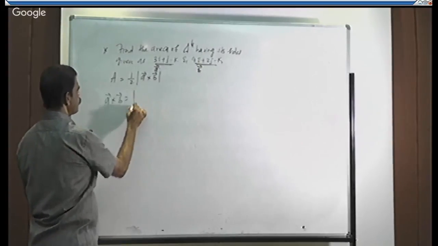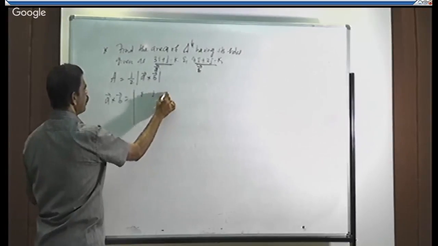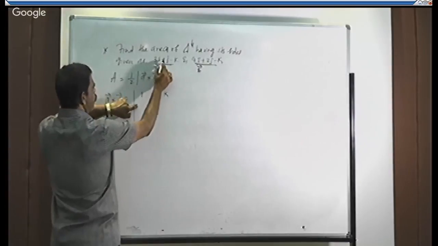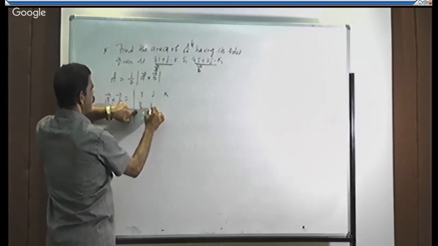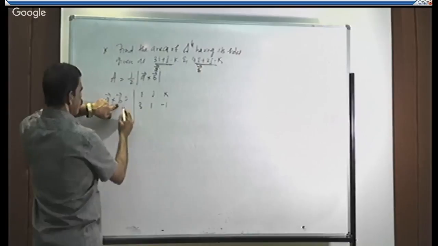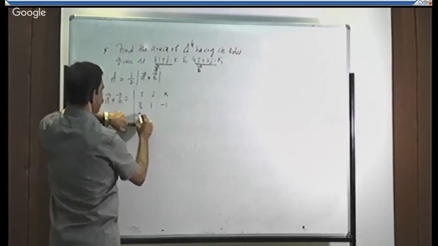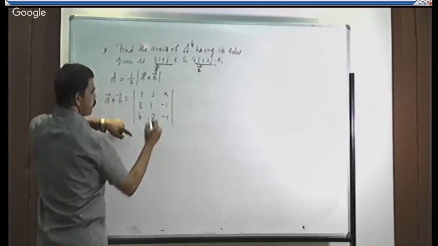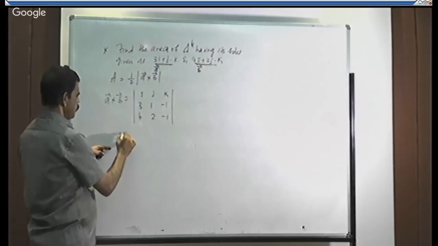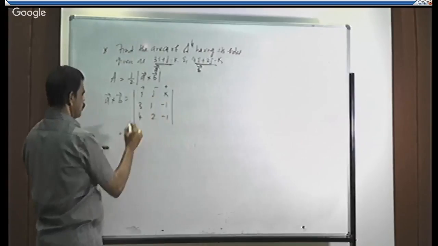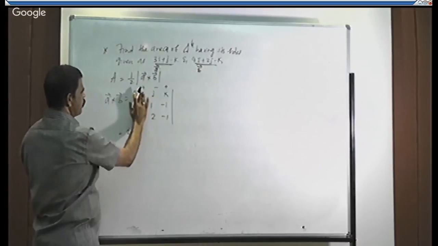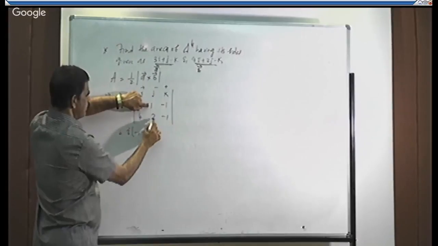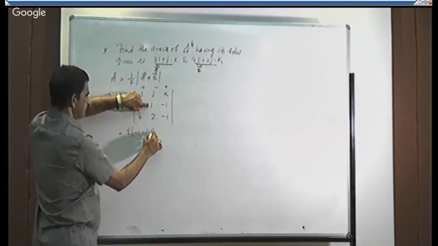That is I, J, K. A vector constants are what? 3, 1, minus 1. B vector constants are what? 4, 2, minus 1. Expand it. That is equal to expansion of determinant. I into, leave this column and row, 1 into minus 1, minus 1, minus 2 into minus 1, minus 2.